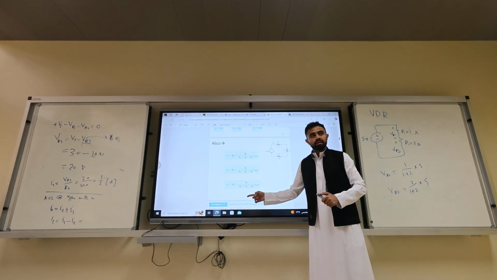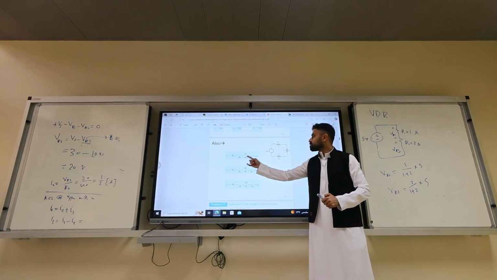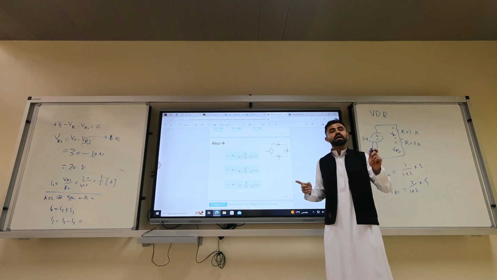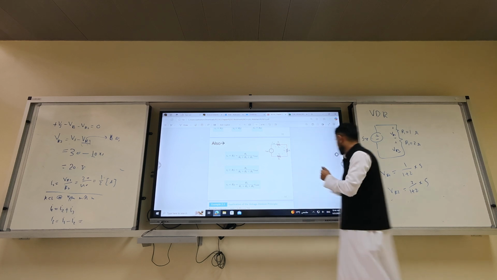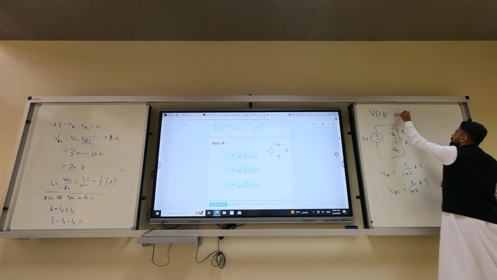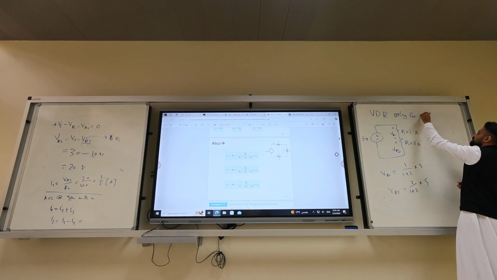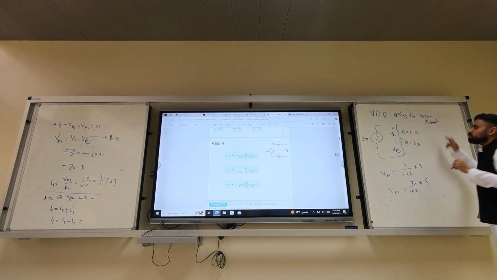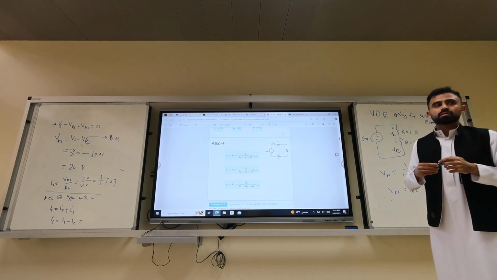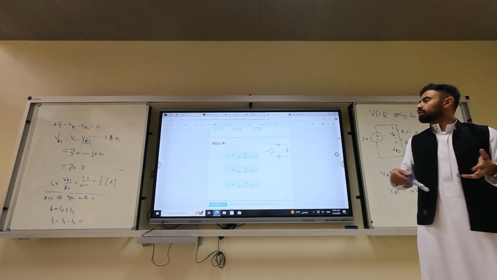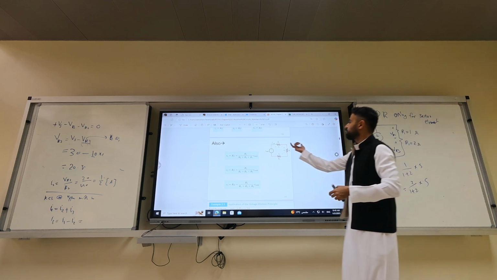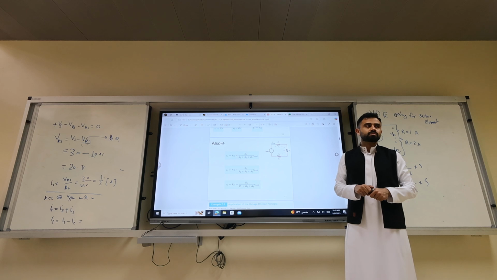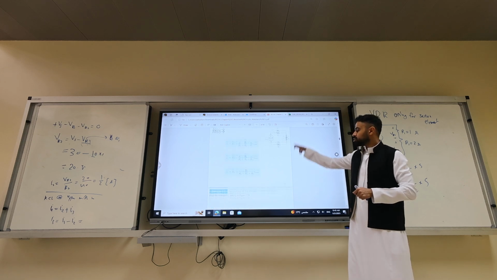These formulas can be extended to 4 or 5 elements as long as they are in series. For VDR, only for series elements. Why do we do VDR? Because why bother calculating the current every time? Sometimes all I care about is the voltage drop. Let's do a quick example.